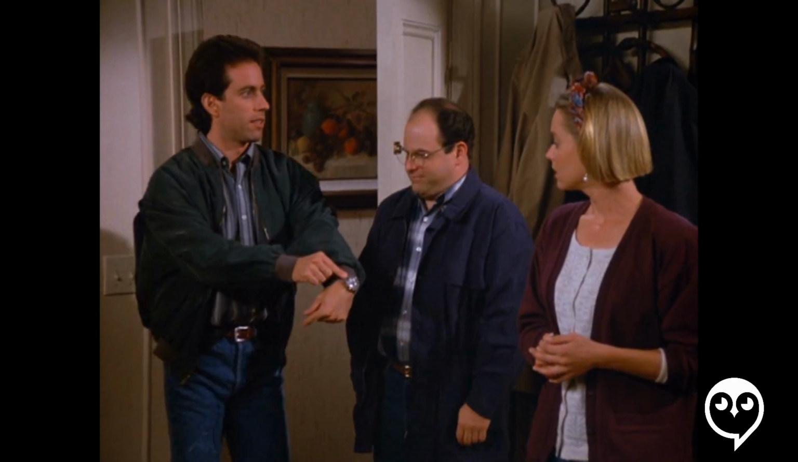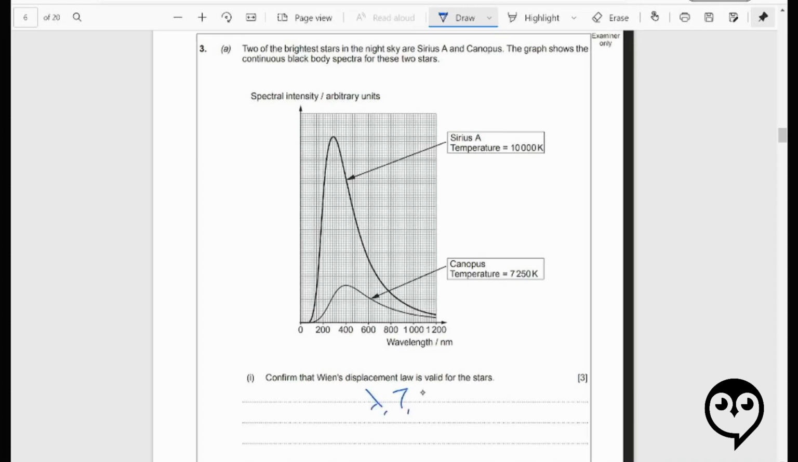Because of the time. Time is what he's indicating there. Right, you're going to have theta 1 T1 equals theta 2 T2. Okay, and just compare the two, right? You've got your peak wavelengths there, you've got the temperatures they gave, so you're just going to read them off the graph, you're going to plug them in, and it should work out.